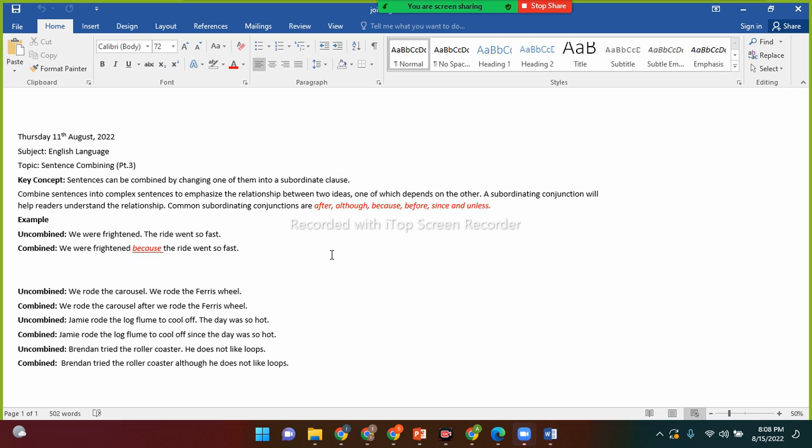So it can make a complete sentence. Okay, that's an option. But remember, the sentence is already complete. For example, we rode the merry-go-round and we rode the Ferris wheel. They are two sentences. They're not improper sentences. So why would we want to combine them in the first place?